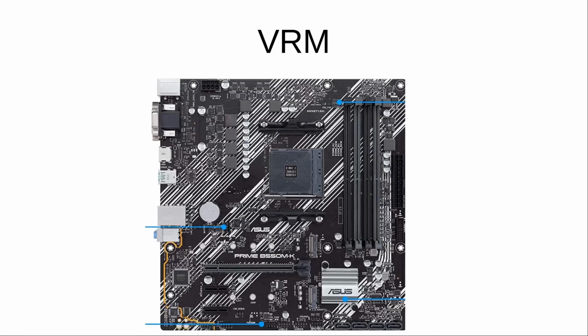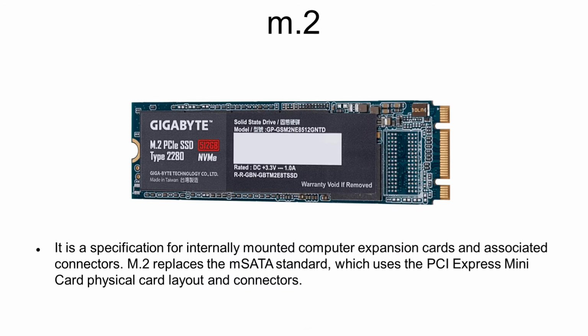A voltage regulator module provides a microprocessor the appropriate supply voltage. M.2. It is a specification for internally mounted computer expansion cards and associated connectors. M.2 replaces the mSATA standard, which uses the PCI Express mini card physical card layout and connectors.